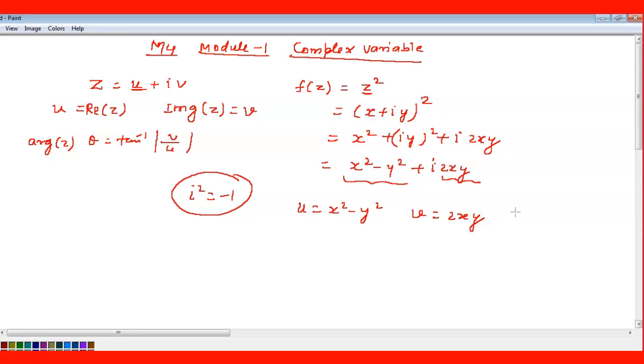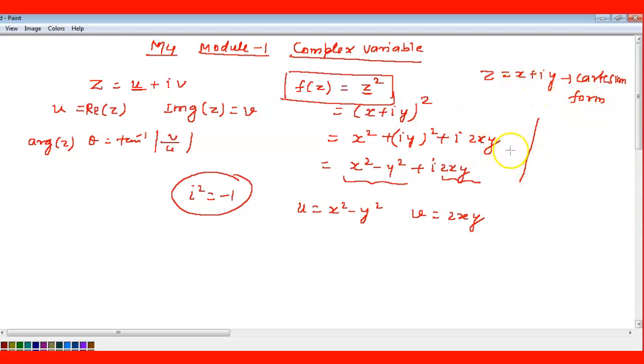Any doubt till here? So any function is given f of z, this is called a complex variable. By substituting z is equal to x plus iy, and whatever the expression is given, you expand it, we can find the real part and imaginary part. When you are substituting z is equal to x plus iy, this is called Cartesian form. Cartesian form means x and y.